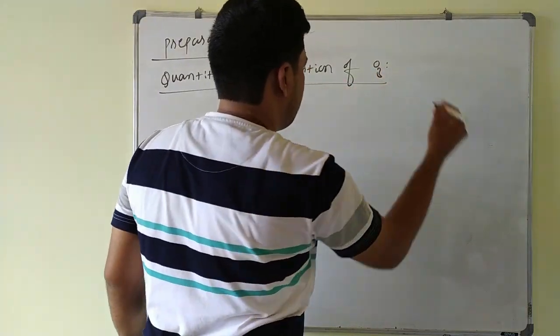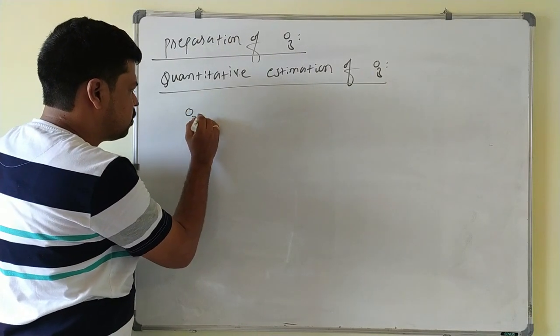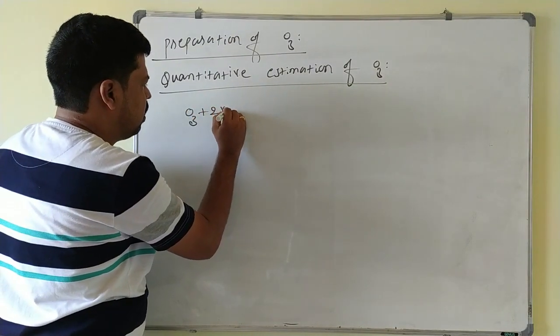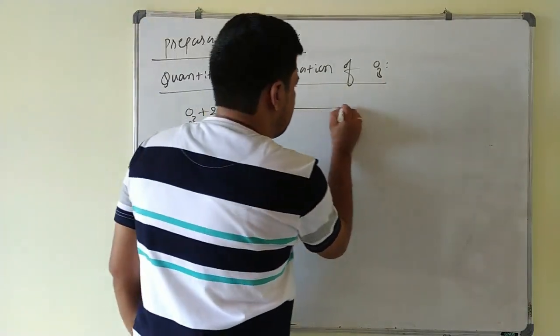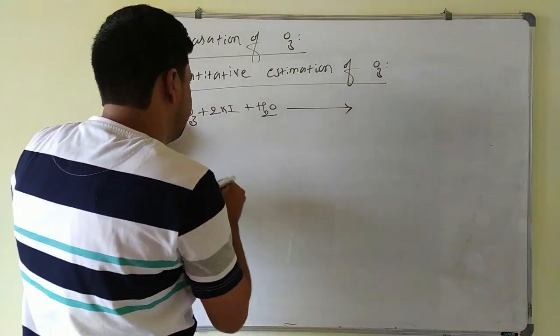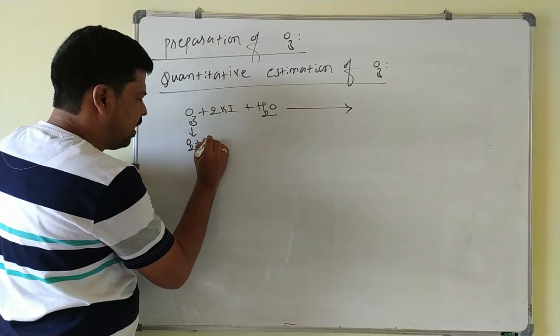Estimation of ozone. This O3 will react with excess of KI solution; I will take 2 times KI plus a water molecule. So here what happens? O3 is nothing but O2 plus 1 nascent oxygen.